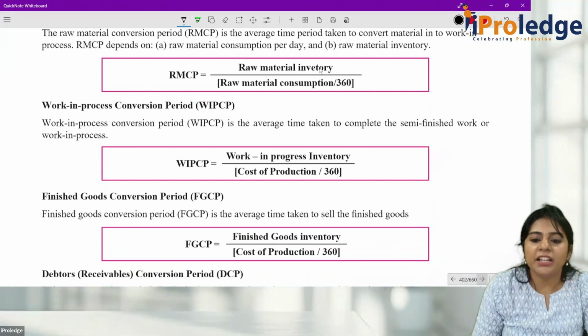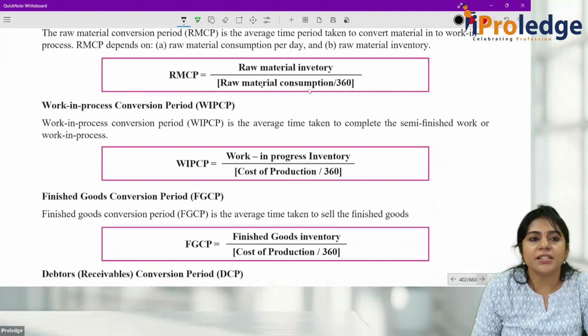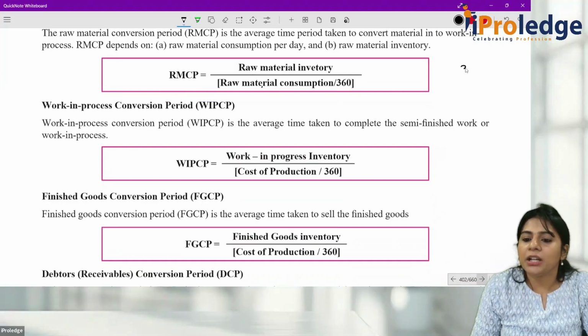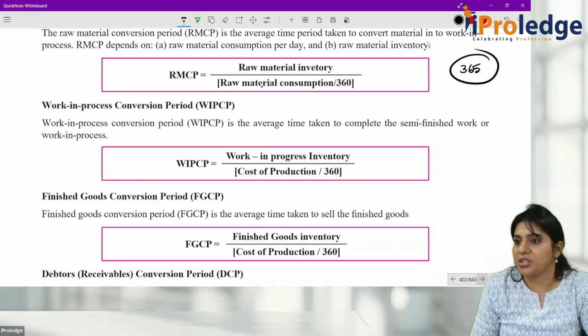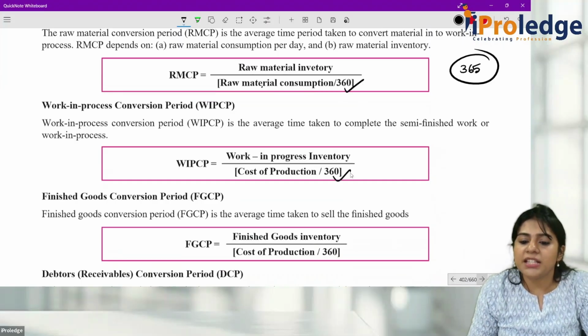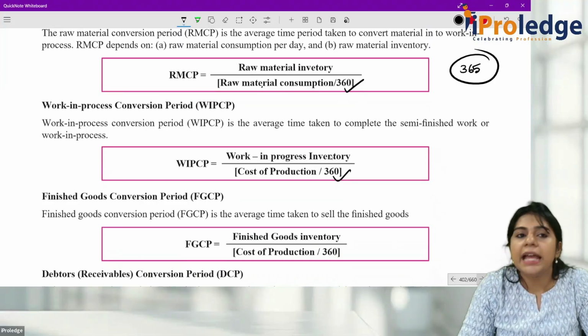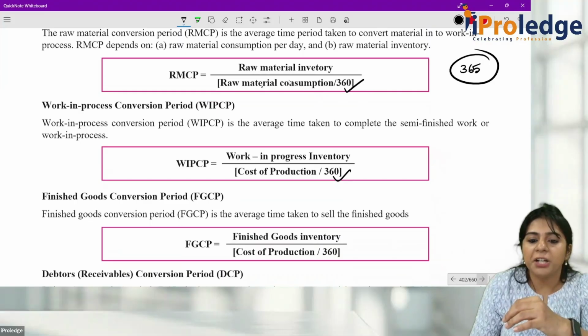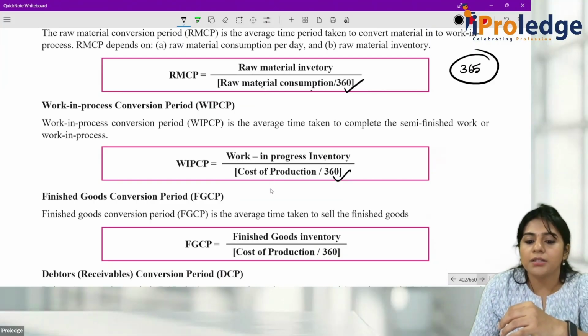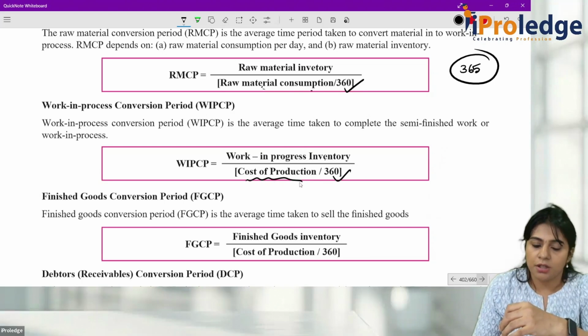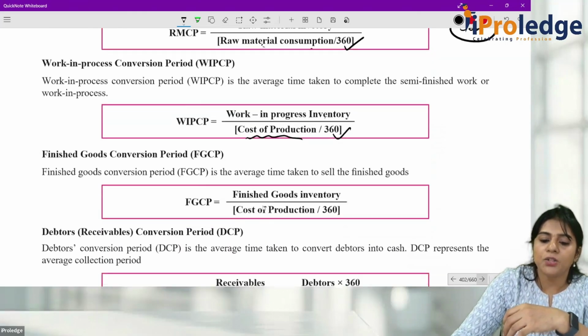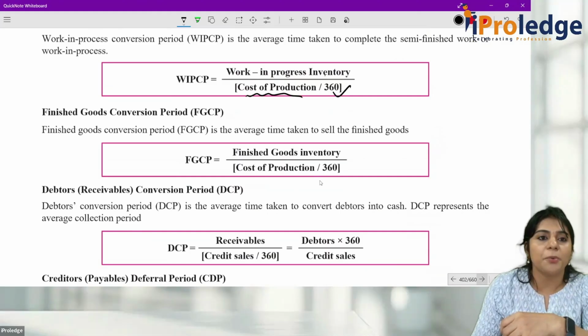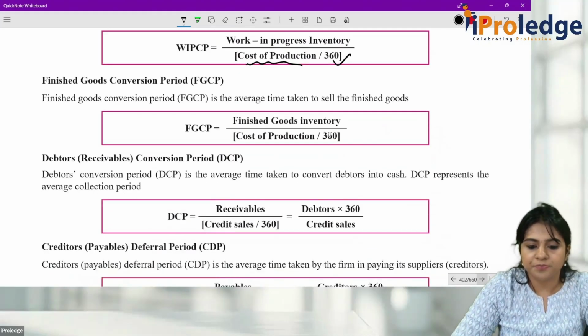Raw material is raw material inventory divided by raw material consumption by 360. In your material, they don't consider 365 unless given in the question. Everywhere they've used 360. Don't wonder what is this 360. It is the number of days in a year. So raw material inventory divided by consumption by 360. Same for WIP, but remember here, instead of raw material consumption, it is cost of production. Then similarly for finished goods, divided by cost of production by 360.